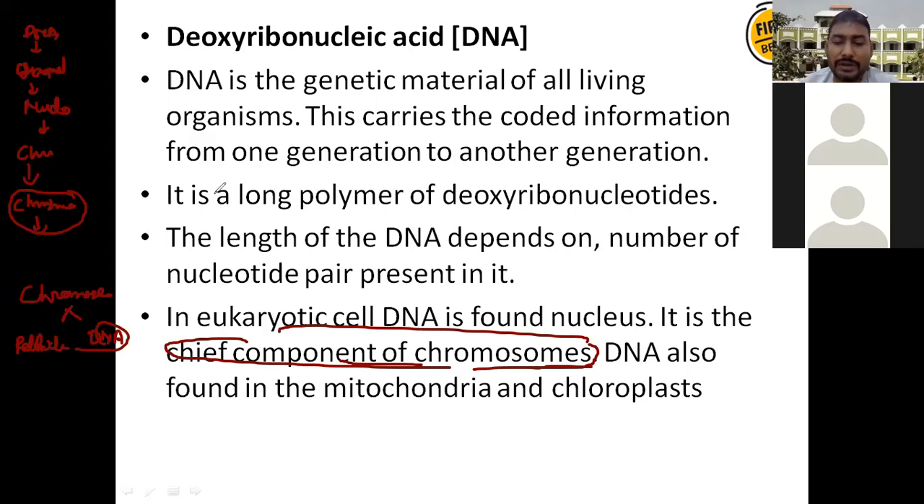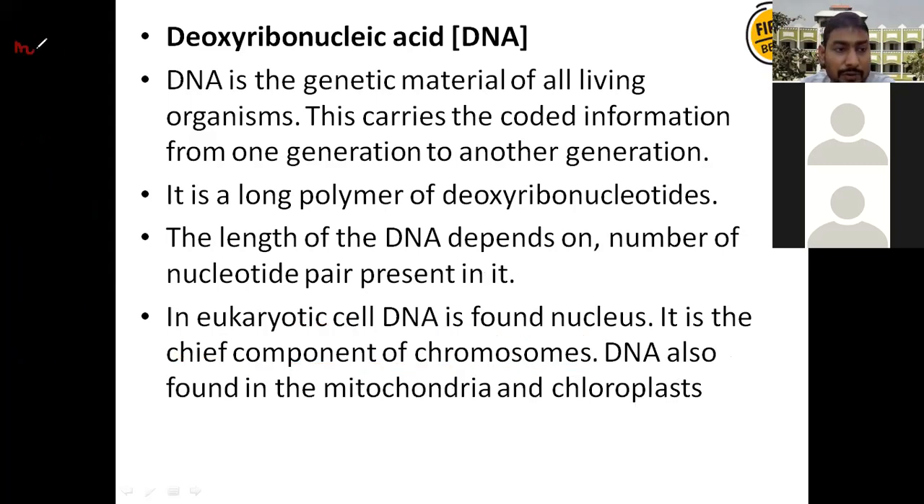DNA is also found in mitochondria and chloroplasts. It is a very important property. DNA found in the mitochondria is called mtDNA, and in the chloroplast it is called ctDNA, found in chloroplast and mitochondria.